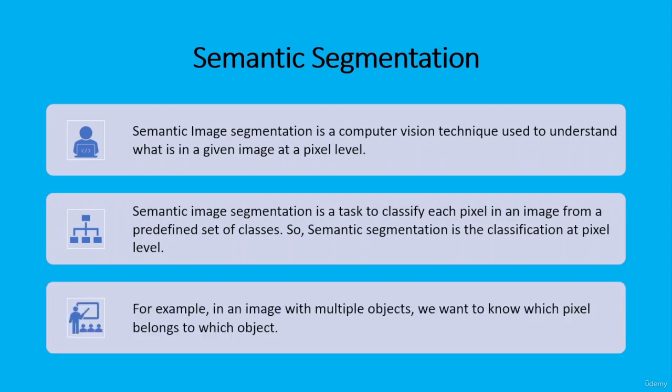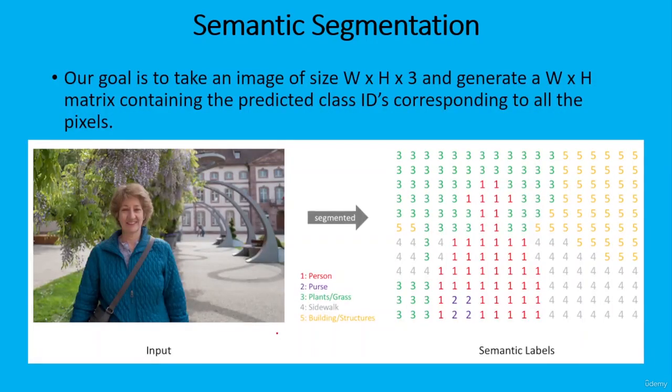For instance, in an image with multiple objects, we want to know which pixel belongs to which object. So in semantic segmentation, you will classify each pixel of an image to a specific class. So here you can see the input image. In this input image, there is a person, purse, grass, sidewalk, buildings, etc. And you can see the semantic label for person is 1. Semantic label for purse is 2. For grass or plants, the semantic label is 3. For sidewalk, semantic label is 4. For building, semantic label is 5.